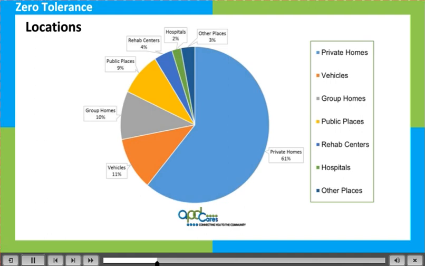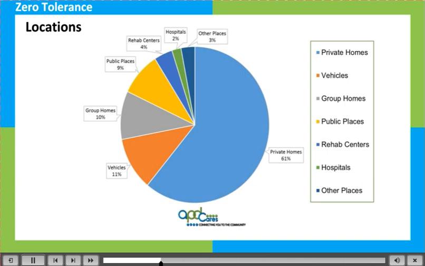Locations of sexual abuse. Look at this graph and the locations of sexual abuse have been notated. The colors in the key show the name of the location areas on the graph. The percentages are provided for each location. By looking at the graph, answer this question. In what location does abuse most frequently occur? It can be determined that private homes are the most frequent location of reported sexual abuse.